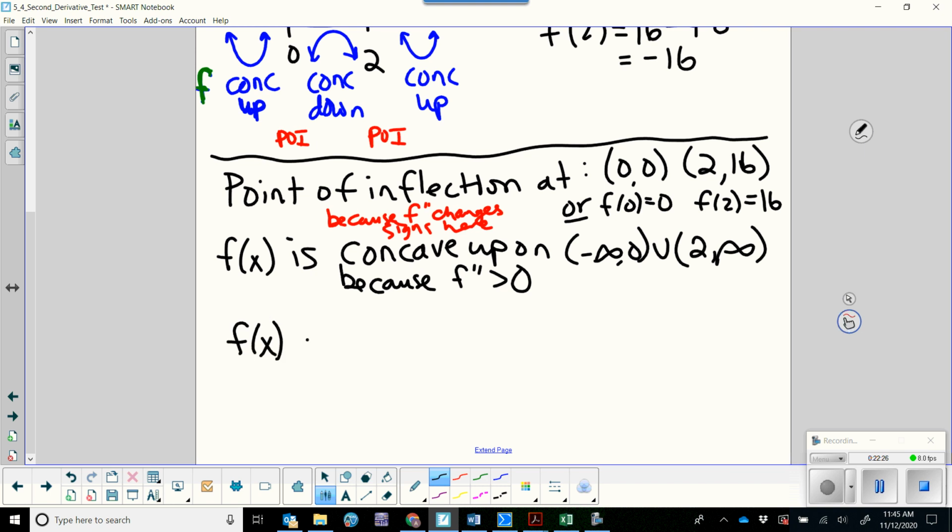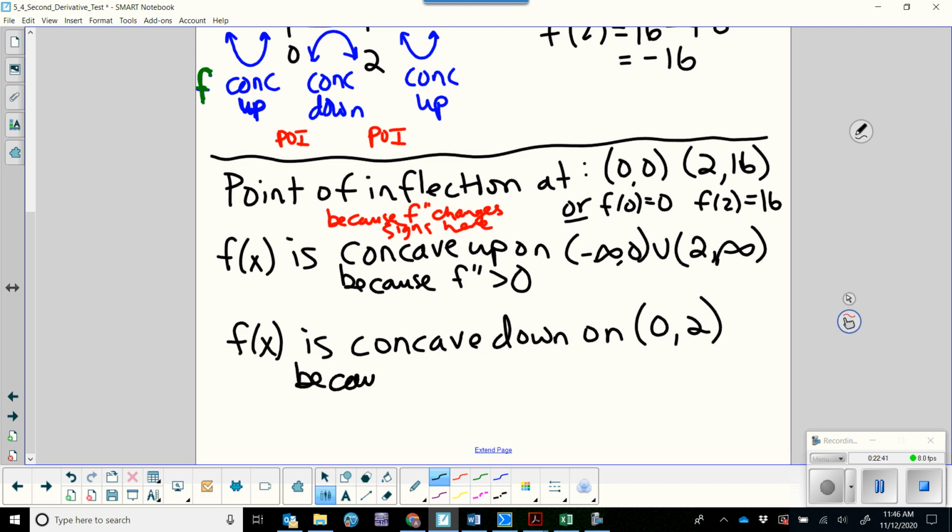And then we would say f of x is concave down on the interval, so that would be on 0 to 2. And again, our reason is because f double prime is less than 0. Okay, so really important that you give a reason every time, and really important that you really stress to yourself what's the difference in the test that we're doing.